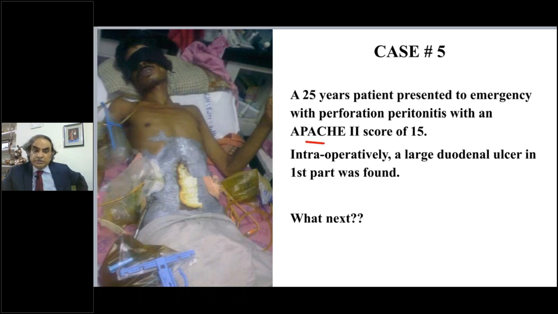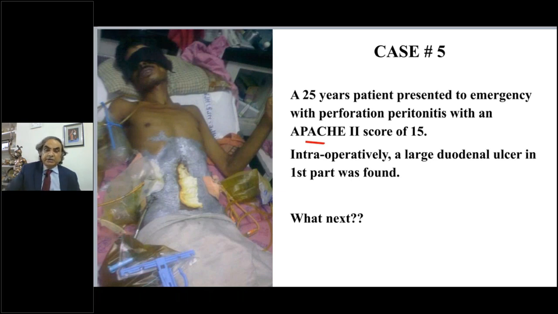Although we cannot use the APACHE II score for all perforations, primarily we use it for therapy of ileal perforations, in this case it is a case with a large or giant duodenal ulcer. It's in the first part. So what do we do? We cannot do something usual.